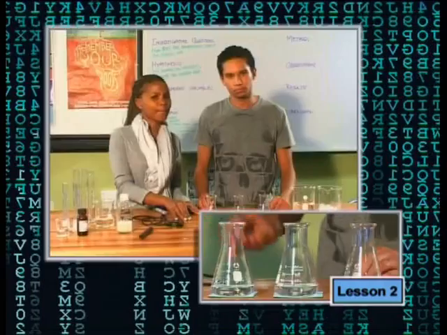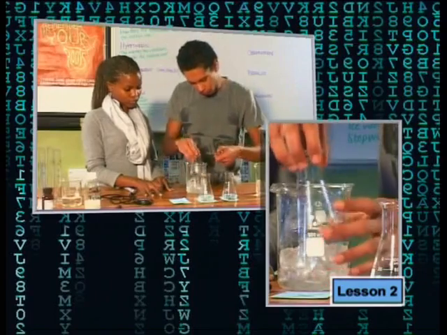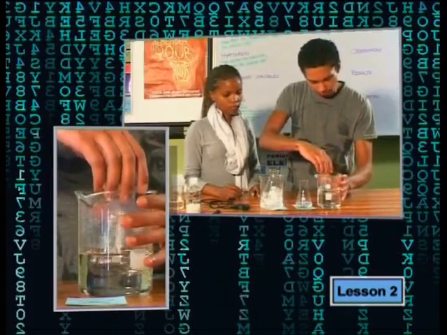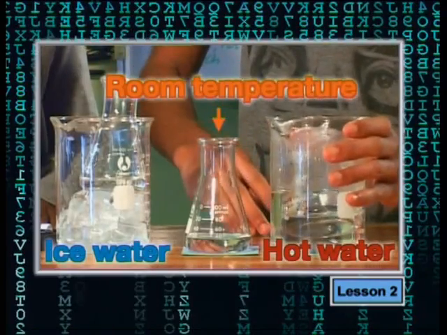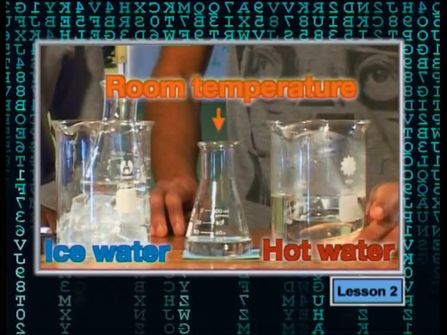So what's the next step? Well, what are we testing again? Well, we're testing the effect that temperature has on the reaction rate. Right. So what do we need to change? I think we'd need to change the temperature. Right. Rahim, place 1 conical flask into ice water, 1 into hot water, and leave 1 at room temperature. And now we have sodium thiosulfate solutions at 3 different temperatures. We need to place each flask on a piece of paper with a black cross on it.